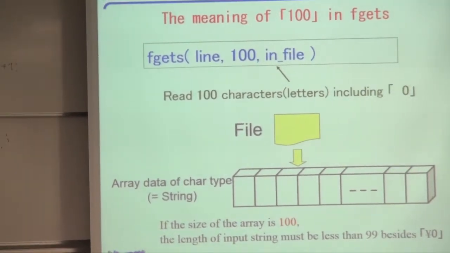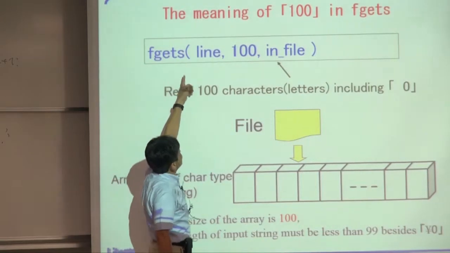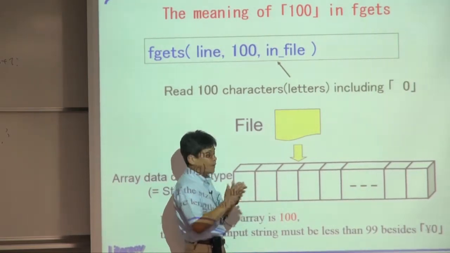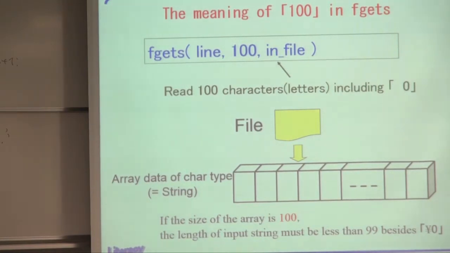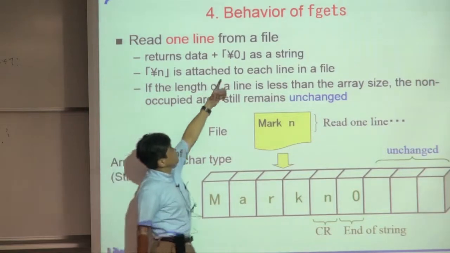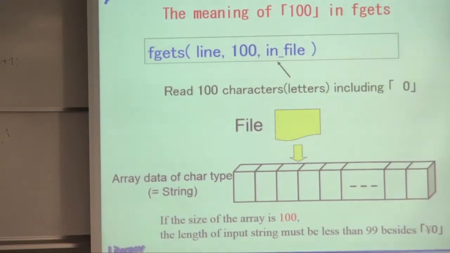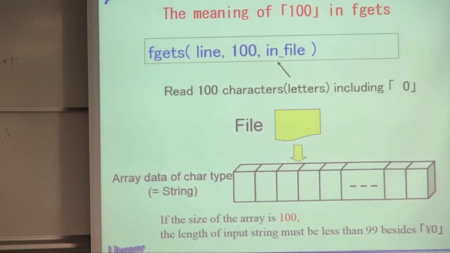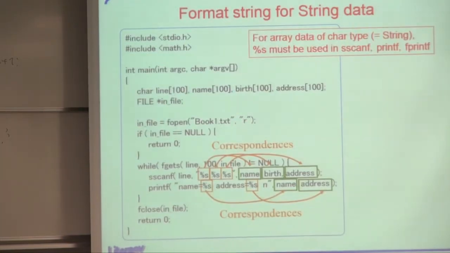Using the fgets function, the second argument is the size of the string you actually read from the text file. So if you specify 100, as I explained, this function automatically adds the \0 stop character. So actually you can read 99 characters from the file. Okay, like this. So this also I explained.